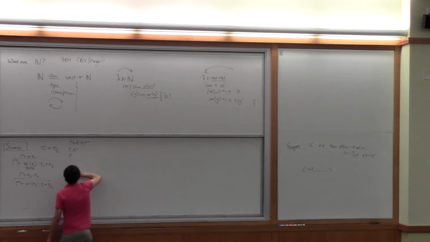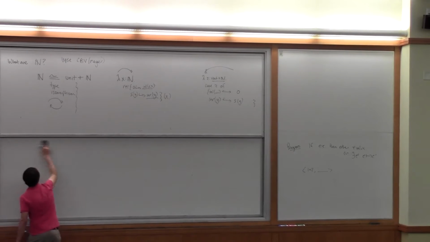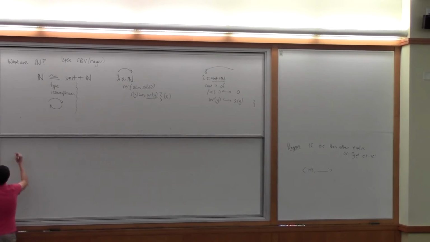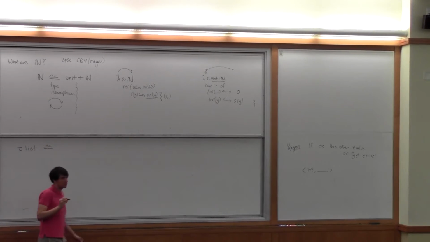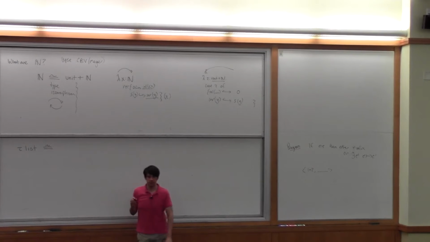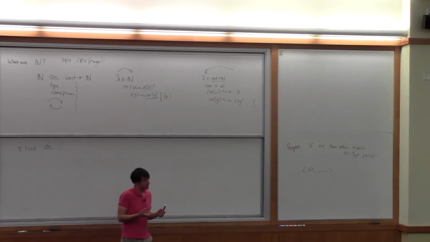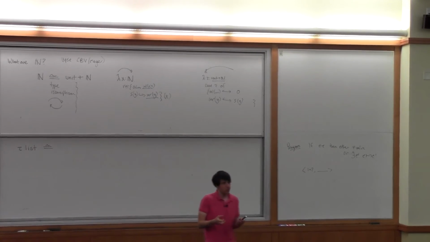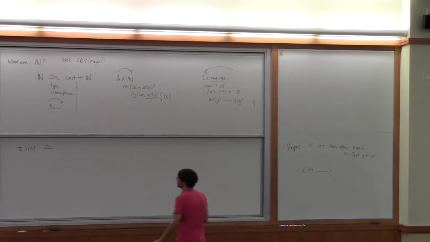Suppose we have a fixed type tau. What equation does lists of tau satisfy? Yeah. So if we were to say it out loud, any list is either the empty list or it's a cons with a tau and another list. How do we write that as a type equation?